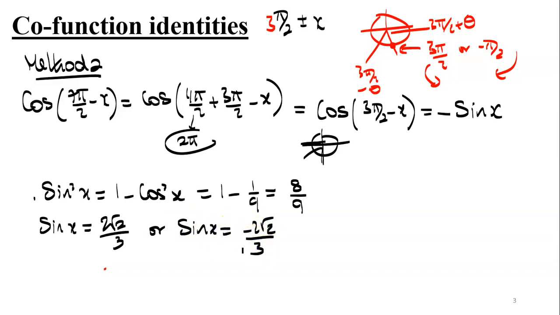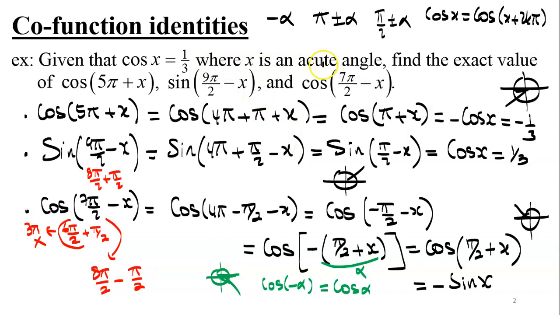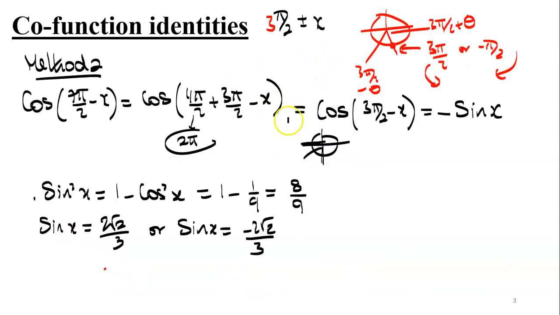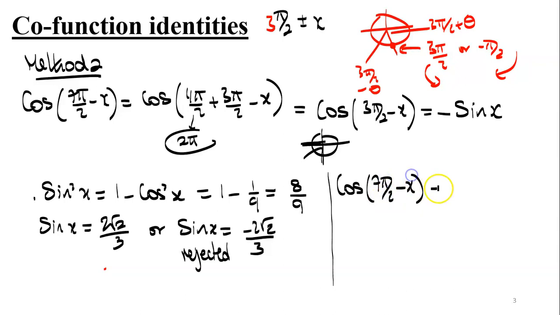Now, what do we know about x here? We know that x is an acute angle. An acute angle is in fact located in quadrant 1. In quadrant 1, all trigonometric ratios are positive. So the negative option is in fact rejected. So since sine x is 2 square root 2 over 3, and we've just found that cosine of 7 pi over 2 minus x is negative sine, in fact that would be negative 2 square root 2 over 3.